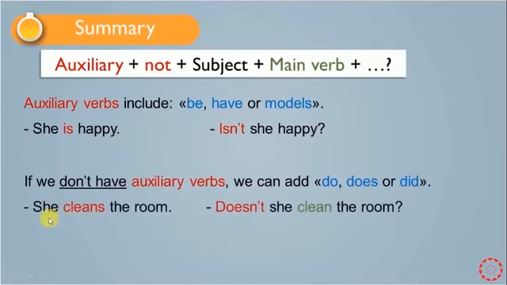We have an example. She cleans the room. This is the present sentence, and also we don't have auxiliary verb here. We have the main verb, which is clean. That's why we add an auxiliary here for the present, which is doesn't, because we have she as the subject. We say doesn't she clean the room?